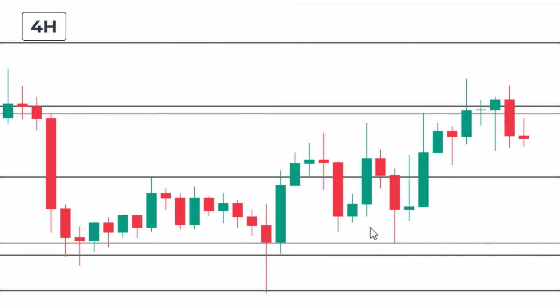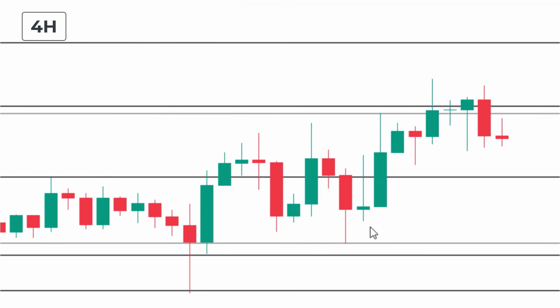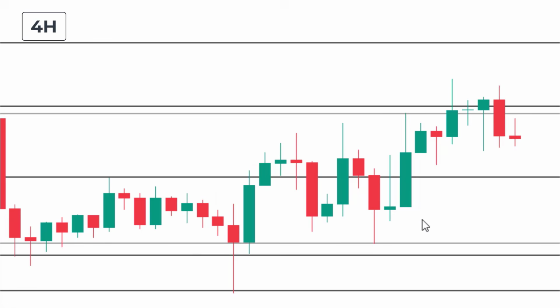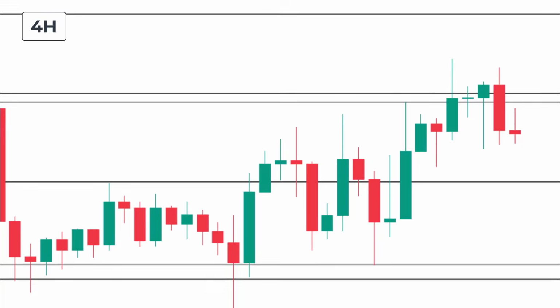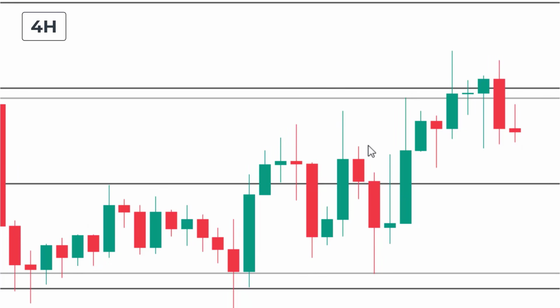Now, let's move to the 4-hour chart. If you're adding new support, resistance, or swing levels on the 4-hour and 1-hour charts, make sure to use a different color. Support and resistance levels from the weekly and daily charts are much stronger than those from the 4-hour and 1-hour charts. Using different colors will help you easily recognize that difference.